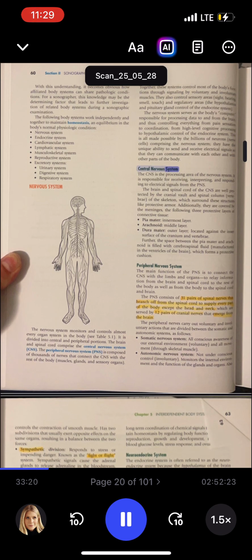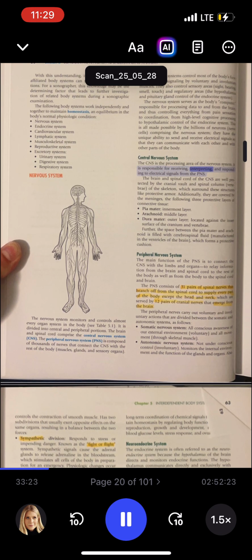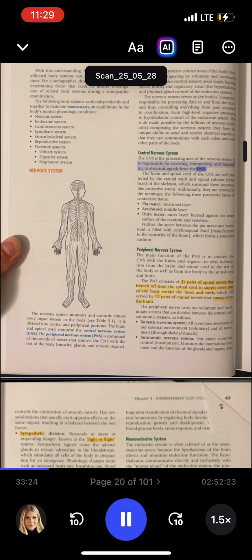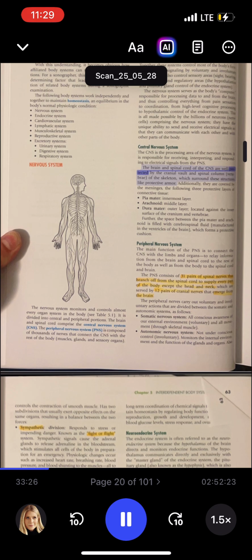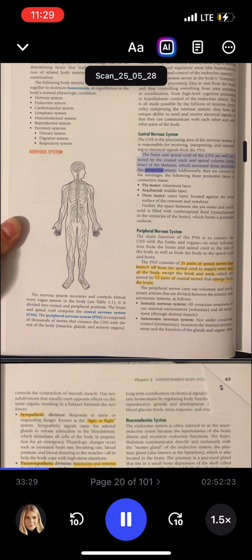Central nervous system. The CNS is the processing area of the nervous system, responsible for receiving, interpreting, and responding to electrical signals from the PNS. The brain and spinal cord of the CNS are well protected by the cranial vault and spinal column vertebrae of the skeleton, which surround these structures like protective armor.